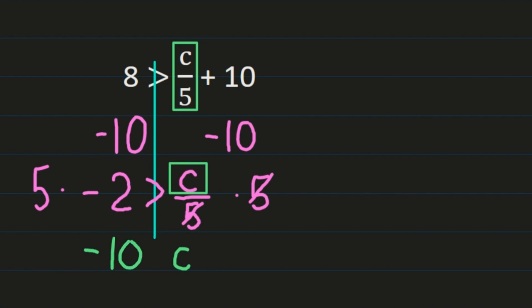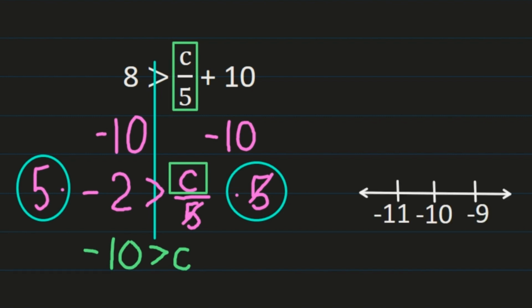So looking at the step that I just took, I multiplied both sides by 5. I multiplied by a positive. So my inequality sign is going to remain the same. So I'll have negative 10 greater than c. When we go to graph this on our number line, we're graphing negative 10 is greater than c. c cannot equal negative 10. Negative 10 is not part of our answer set.